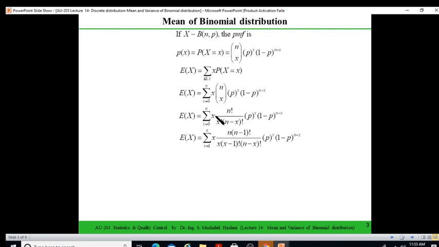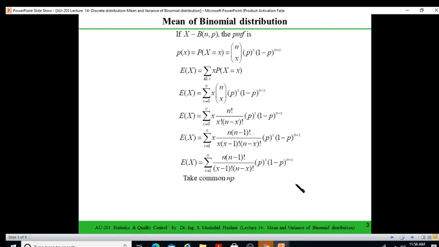Here, x is here, x is here. This x factorial can be written in this form: x into x minus 1 factorial into n minus x factorial. So at this point we have a provision to cancel out this x. In the next step we will cancel out with x, and x is gone here. Now you have n minus 1 factorial, and here instead of x you have x minus 1 factorial into n minus 1 factorial.